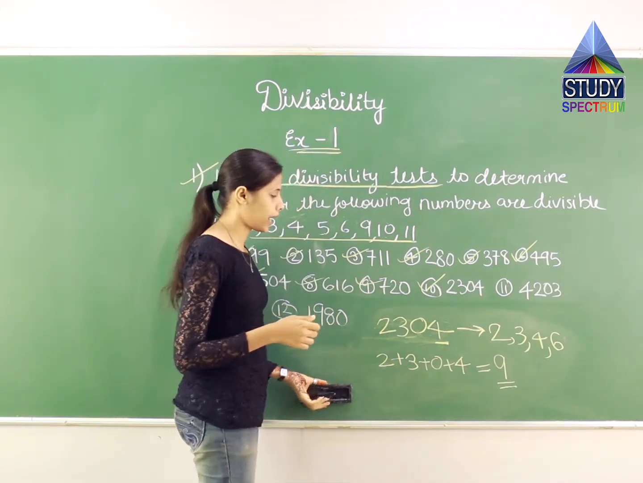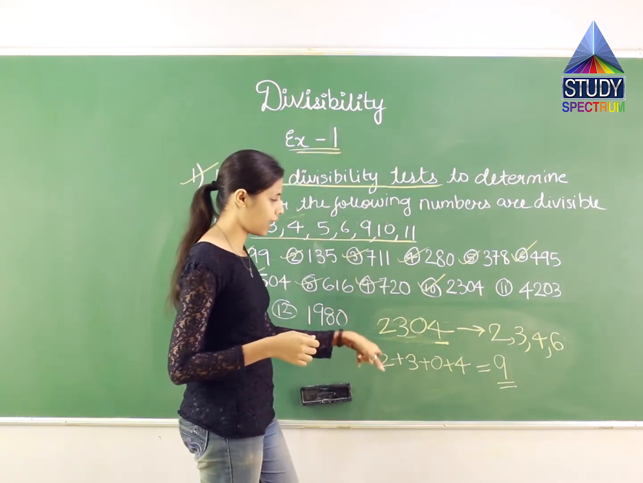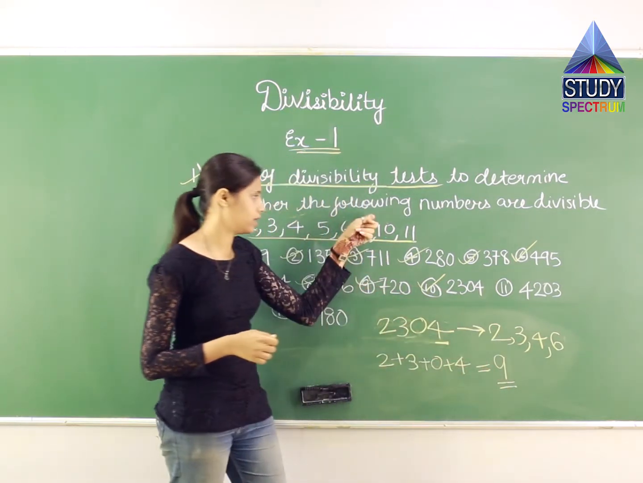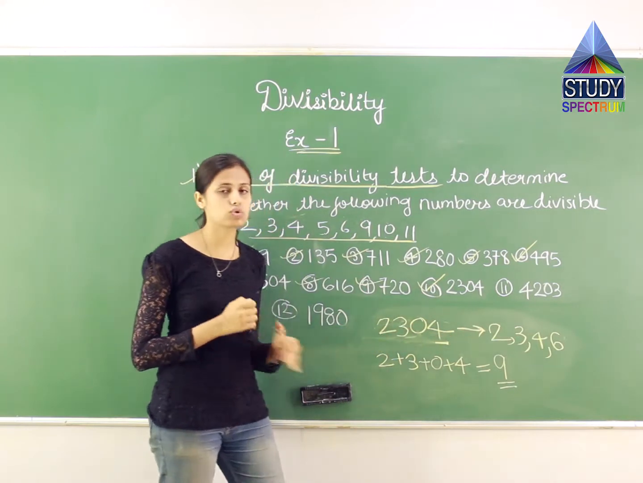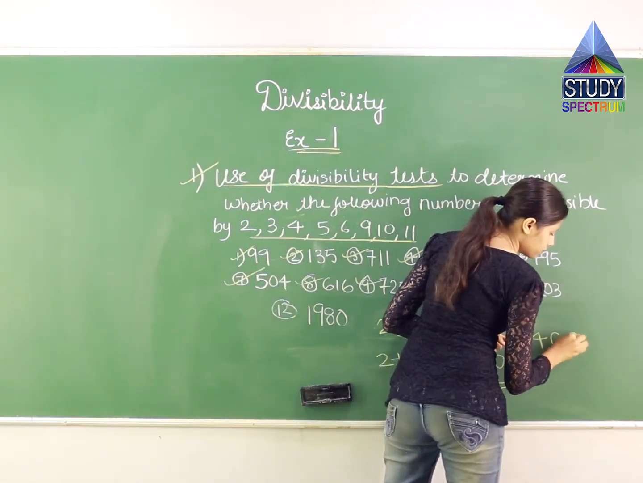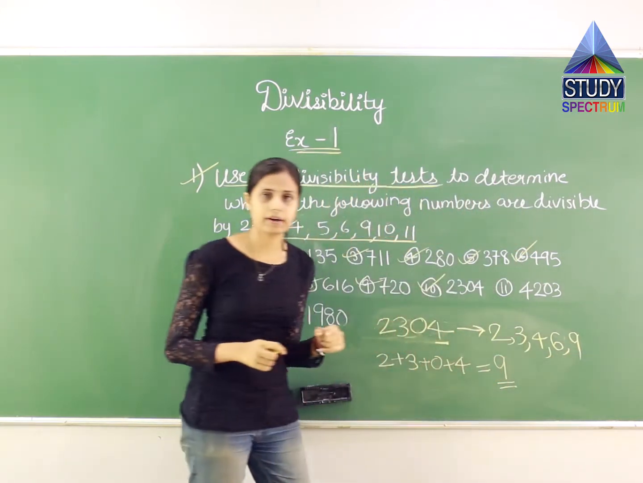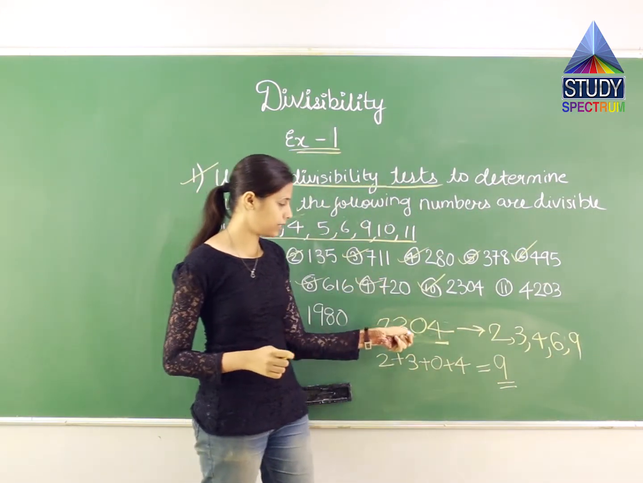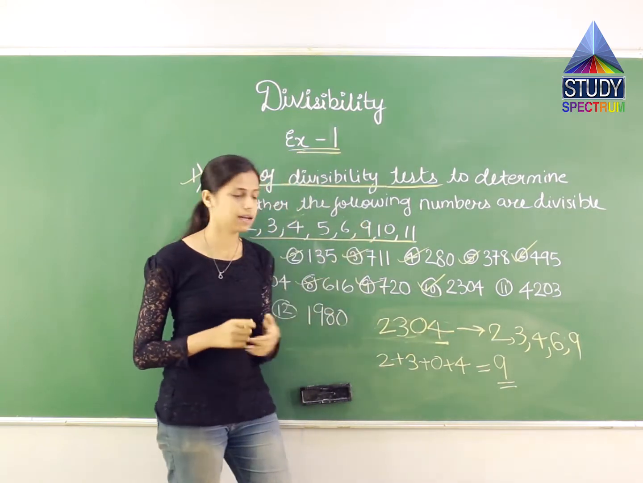9 ones are 9. So I can say that if this 9 is divisible by 9, then this entire number, which is 2304, is also divisible by 9. So I write 9 over here. So this number, that is 2304, is divisible by 9.